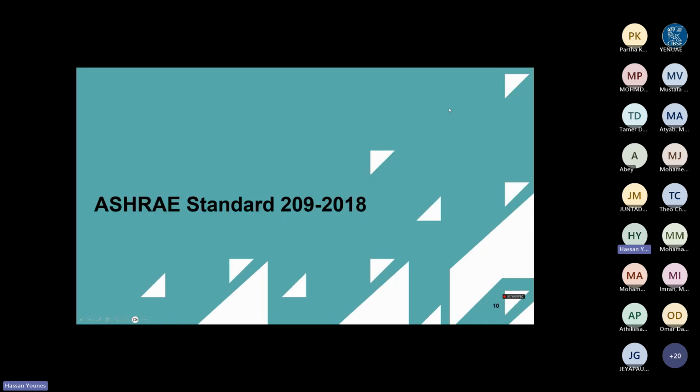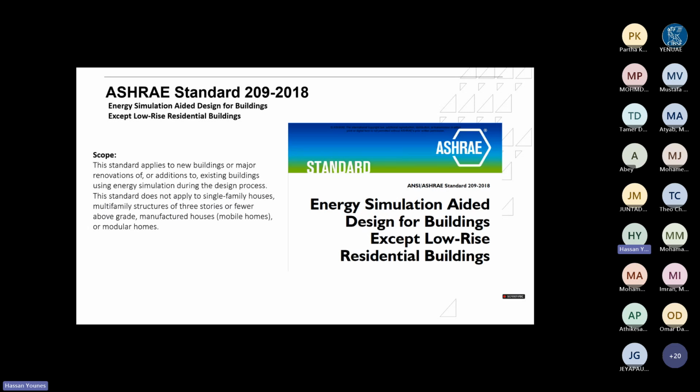Another important standard would be ASHRAE Standard 209, which has been published to help with designs and using energy modeling for design. The scope is that it applies to new buildings or major renovations, and it uses energy simulation during the design process. The standard is not applied to single family houses that are smaller than 3 stories, so it's mostly for commercial or large buildings. The idea here is to help designers understand what kind of effort is required for every stage.